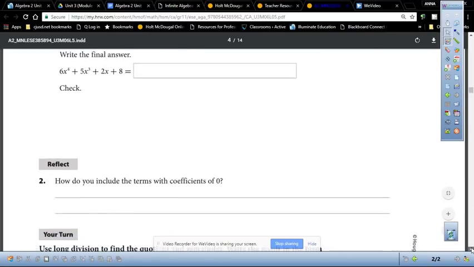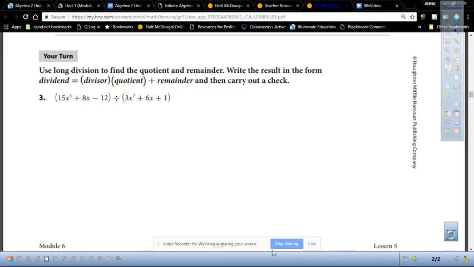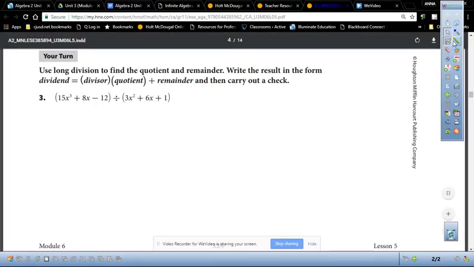Now I will go through and do 3 and 4. I do encourage you, at least for 4, pause the video before I start my work so you can try it yourself first. If you feel like you're ready, go ahead and pause the video now and try number 3. Otherwise, watch through number 3 and then try number 4 yourself.